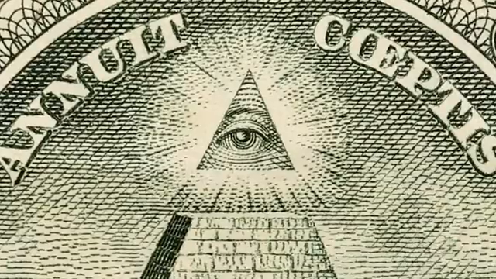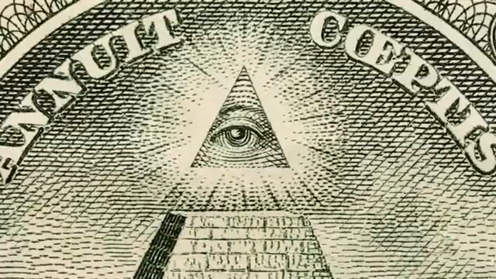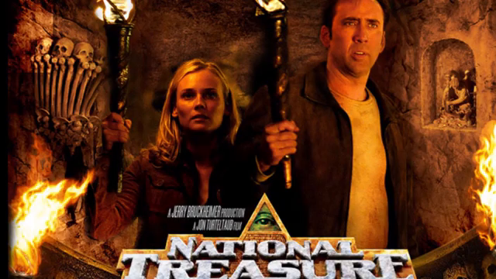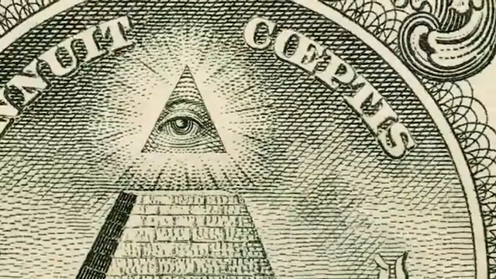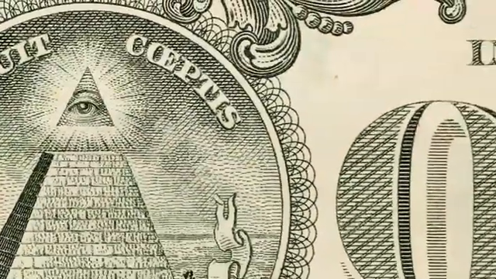The floating eye is the Eye of Providence, a symbol that has been used throughout history to represent God watching over us. Some people, including those who saw the popular Nicolas Cage movie National Treasure, will tell you that the eye is the symbol of the Illuminati or the Freemasons and represents their influence in our government. But for this video, let's just stick to the facts.